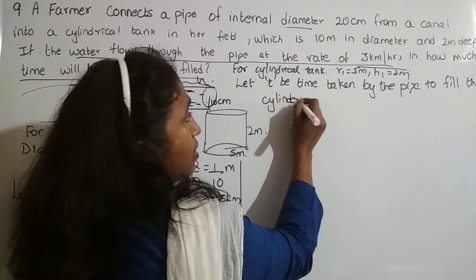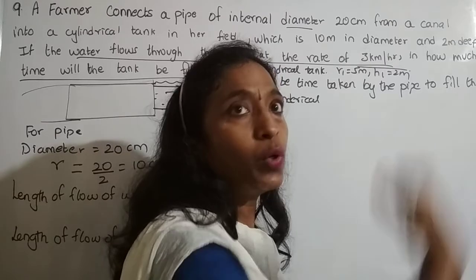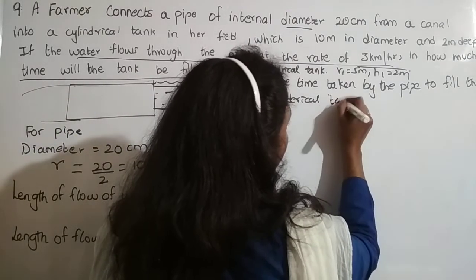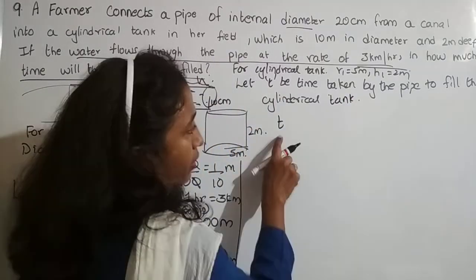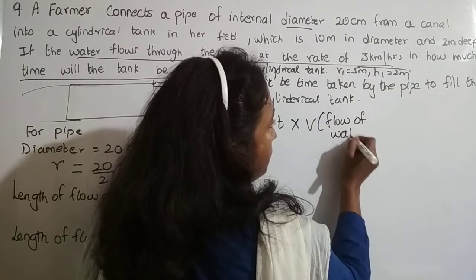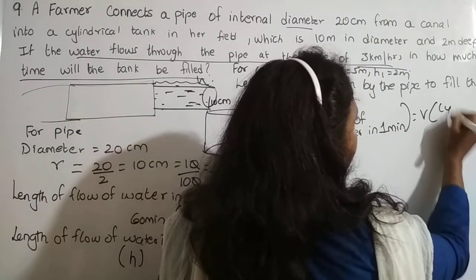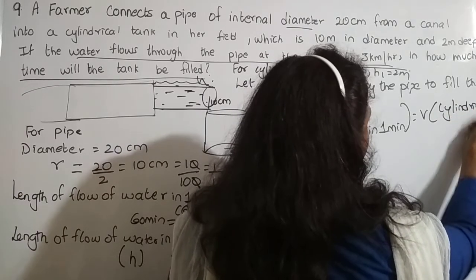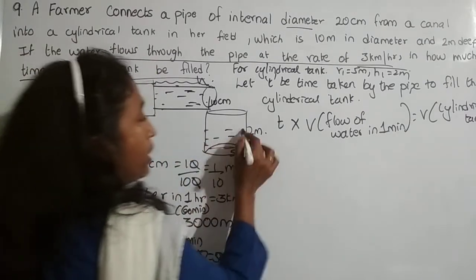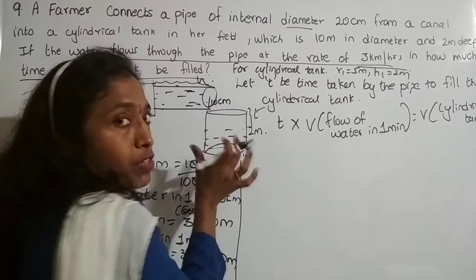Just like the other sum, the number of cones into the volume of one cone equals the volume of the cylinder, as we have learned for a container. It is similar to filling the cylinder. So t is the time taken to fill the tank, into the volume of flow of water in 1 minute. As we know, in 1 minute this much water will be filled, in 2 minutes this much, in 3 minutes. So let us take time t. In time t the water will be filled. We know the flow of water in 1 minute, correct?